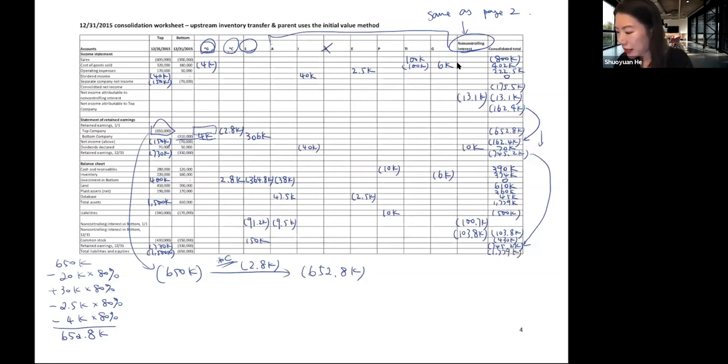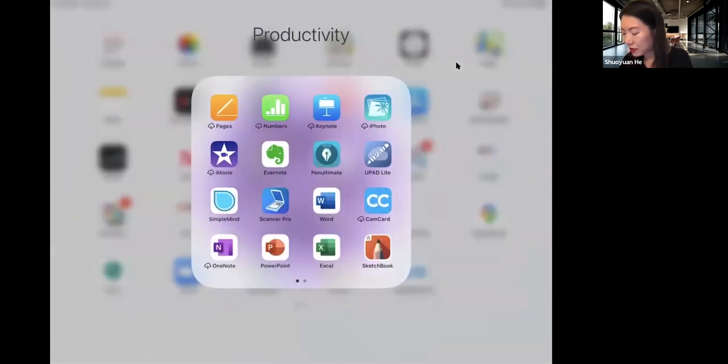So the last check is make sure that your dividend income should go to 0, your investment account should go to 0, and your total assets should be equal to your total liabilities and shareholders' equities. So those are the 4 situations.